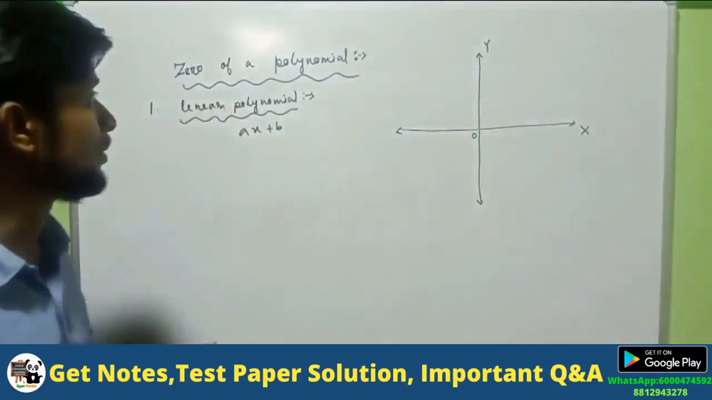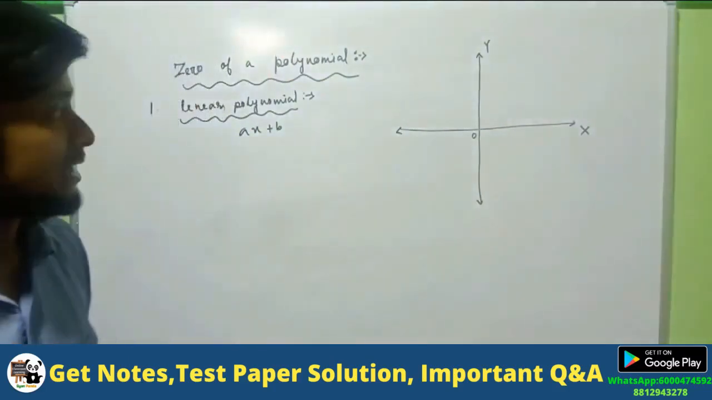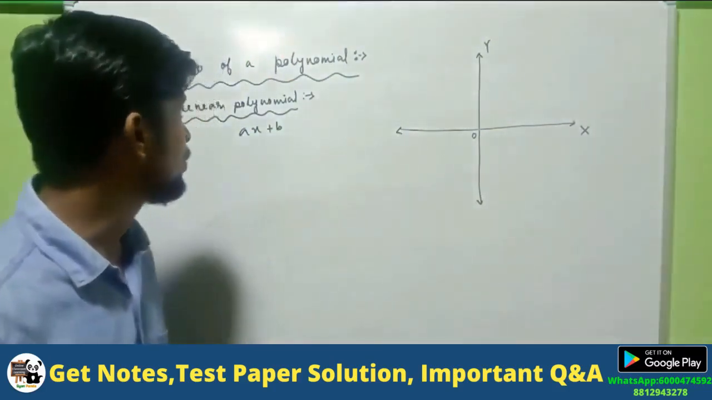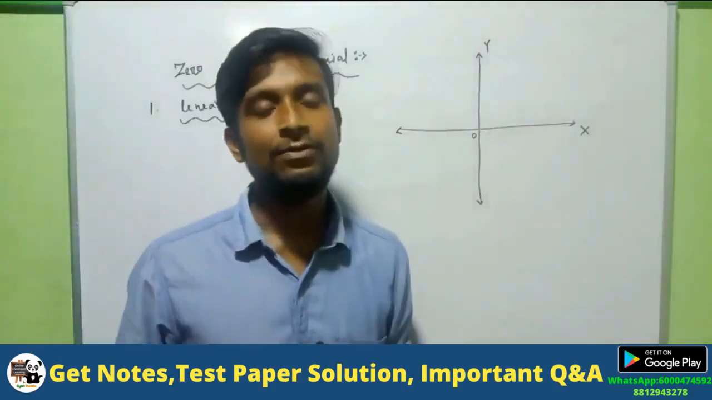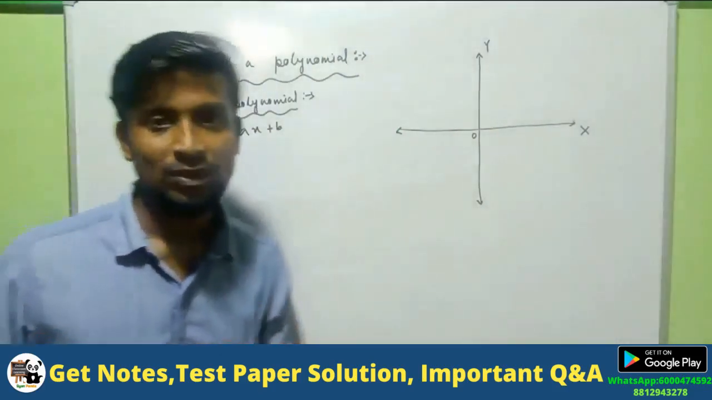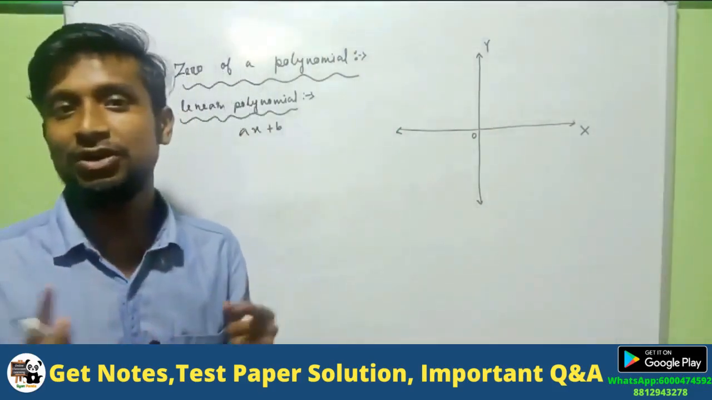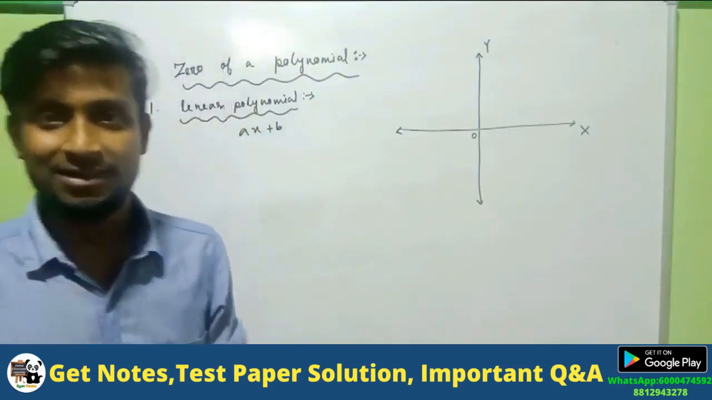The zero of a polynomial is a particular point. It is a particular point which satisfies the polynomial. Simply we can say it is a value of x that satisfies the polynomial. It is the point on the x-axis where the graph of the polynomial intersects.